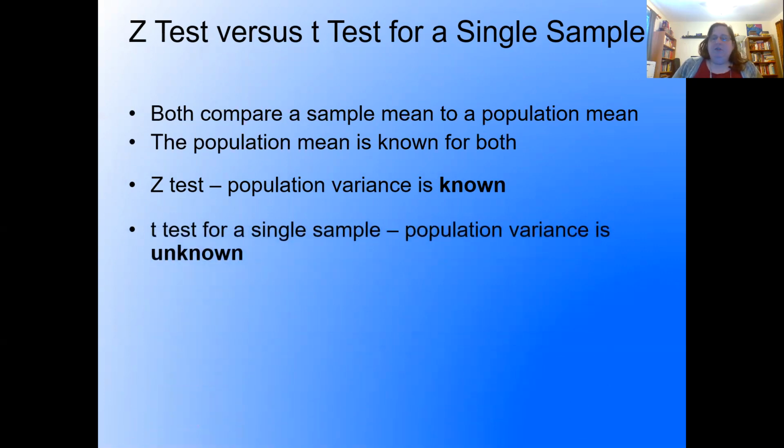For the t-test for a single sample, the population variance is unknown, which means we're either given raw data or we're given some form of S, like S or S squared or S of x bar. Okay, so that's where we've been.